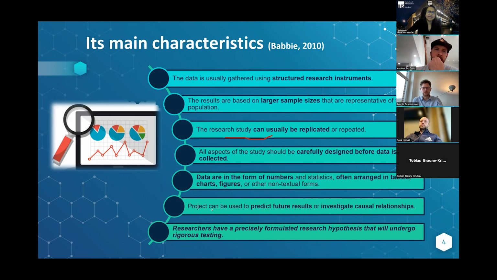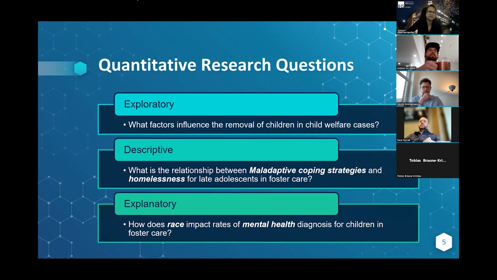And the study should be used to predict future results or to investigate causal relationships between variables. So you need to have a hypothesis. This hypothesis needs to be testable, and this is a key element in quantitative research. This is also tied with having a precisely formulated research hypothesis that will undergo rigorous testing. So these are the main characteristics of quantitative research.